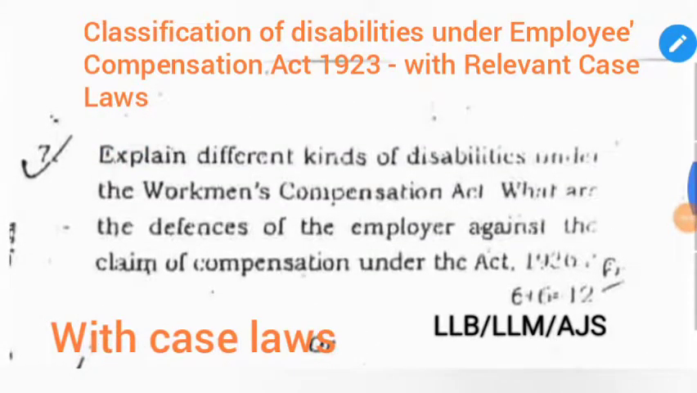Today I am going to discuss question number 7 of the Industrial Labor and Industrial Law 2015 question paper. The question is, explain different kinds of disabilities under the Workmen's Compensation Act. What are the defenses of the employer against a claim of compensation under the Act 1923, of course. So for this purpose, first of all, we'll discuss the classification of disabilities under the said Act, along with some important case laws.